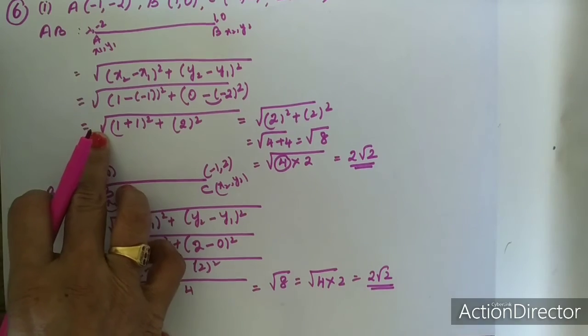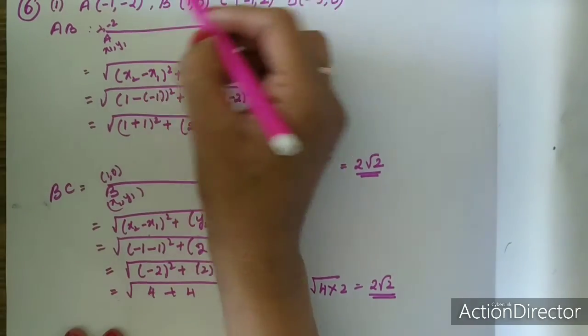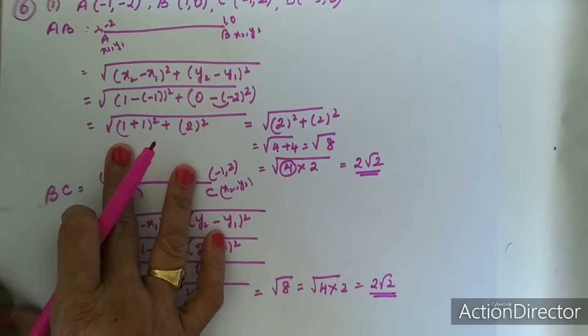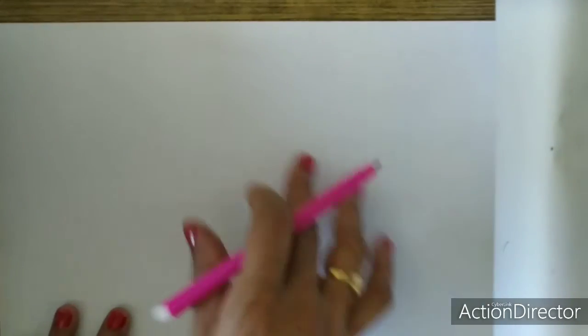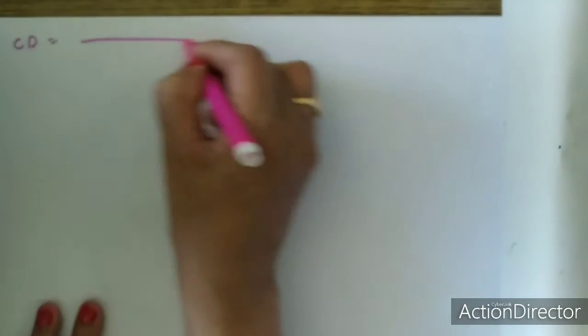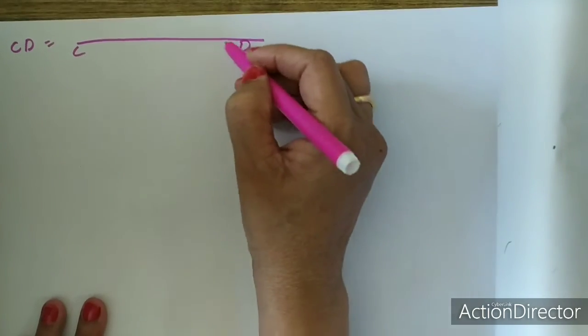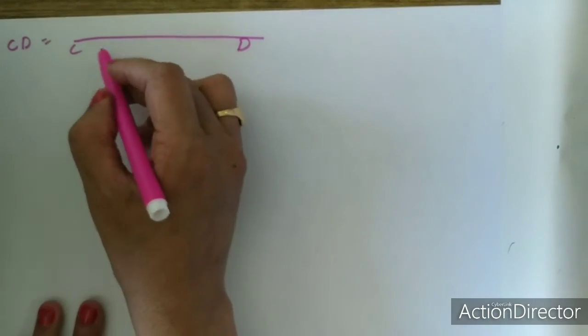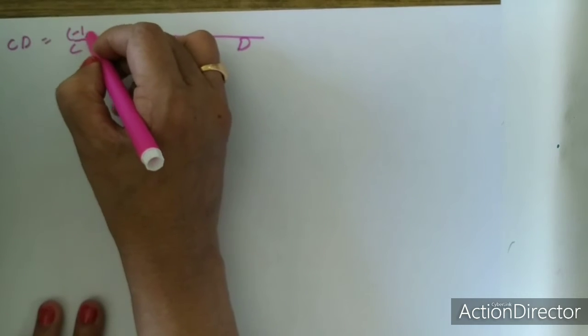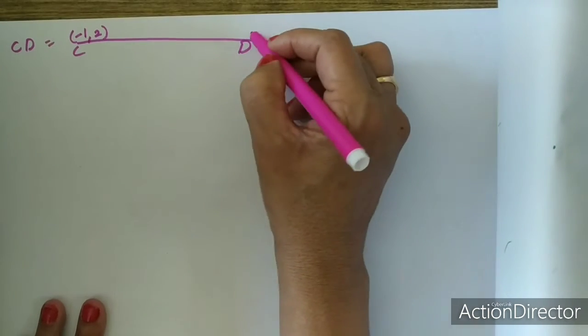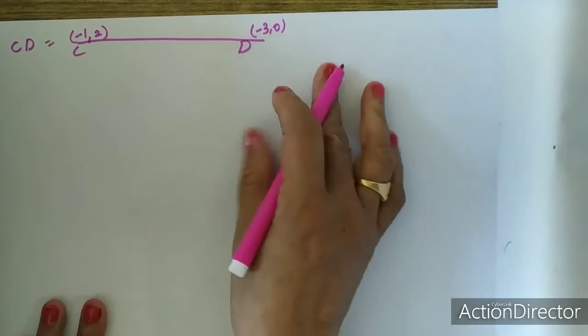Now coming to C and D. We have found AB, BC. So we will find CD now. So what are the coordinates of C? So first CD is equal to, first draw the figure C and D. What is C? C is minus 1, 2 and D is minus 3, 0. So let us find the distance.